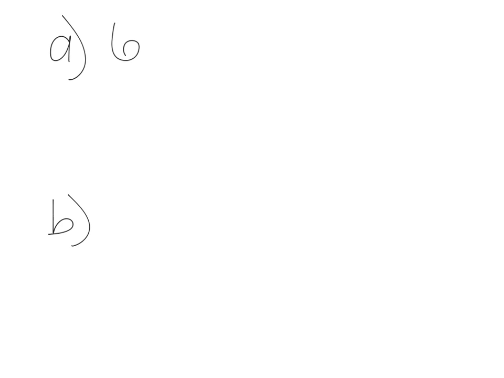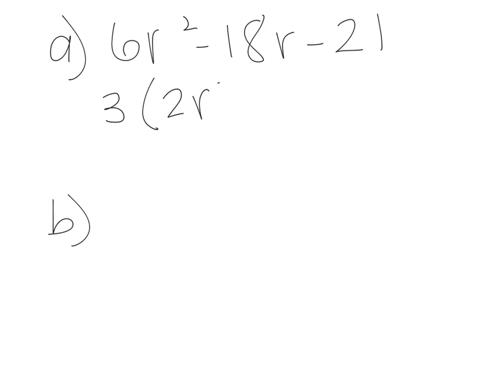Part A, 6r squared minus 18r minus 21. There's a GCF of 3. 3 times 2 is 6, so 3r squared minus 6r minus 7. If I try to do my father drives a red Mustang on the inner piece, I have 2 times negative 7 is negative 14. If I list my factors, 1 and 14, 2 and 7, I will notice that there is no way for me to get to negative 6.